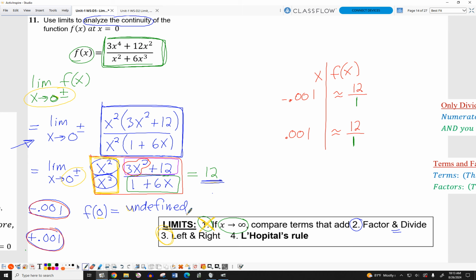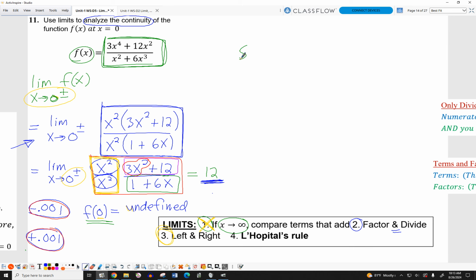Then you write the conclusion, just like you did on the buff packet. So you write, here's what you should be thinking. You should be saying, okay, my left-right limits were the same. They weren't different. So if my left-right limits were different, I either have a jump or a vertical asymptote. But let's see, my left-right limits didn't go infinite, so it's not a vertical asymptote. They're not different, so I don't have a jump. They are the same, but they're different than the function's value, so that's a removable discontinuity.